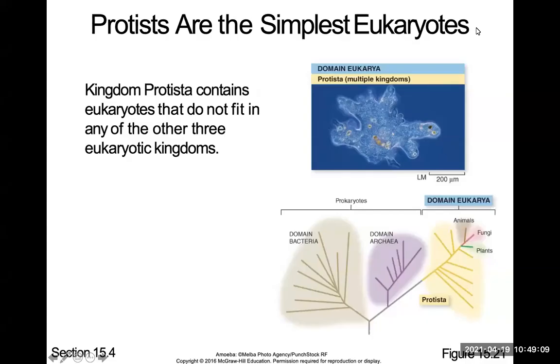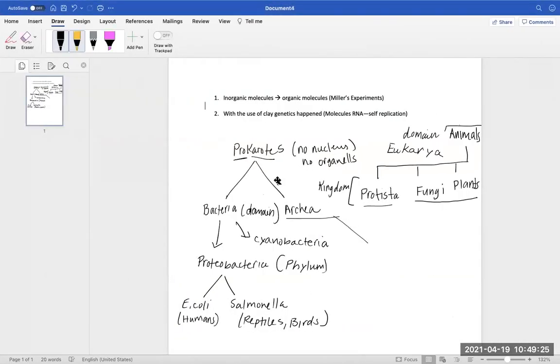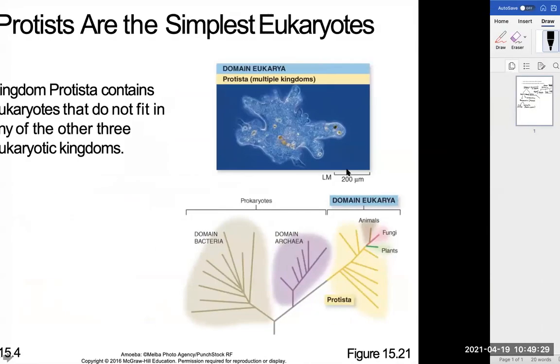Okay, so I'm gonna continue with chapter 15. The video ended right here around Protista. So we covered prokaryotes, that covered bacteria and archaea, and during that video I made the chart. So we're gonna continue with this chart. Today we're going to focus on Protista.